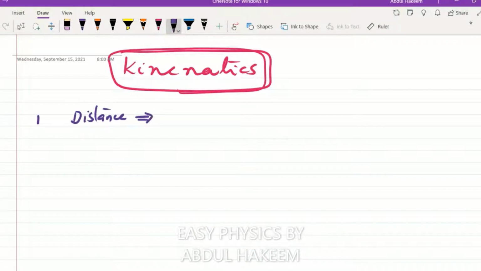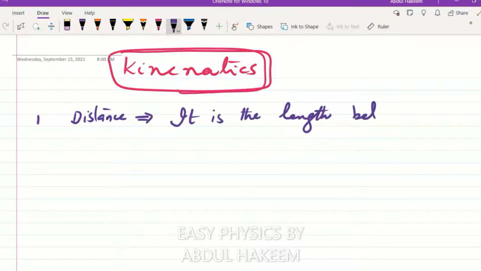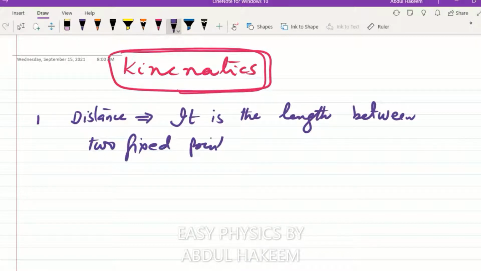The definition of the distance is: it is the length between two fixed points. So distance is the length between two fixed points. It is measured in meter and it is a scalar physical quantity because it has no fixed direction.